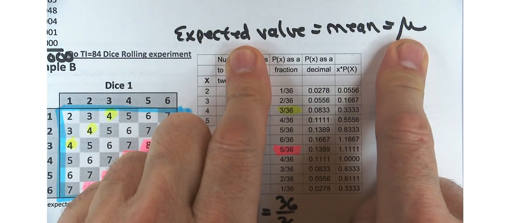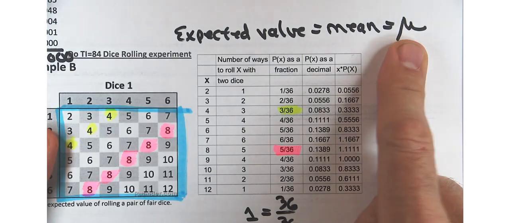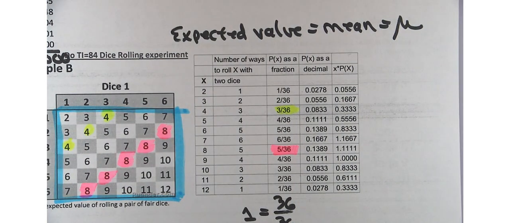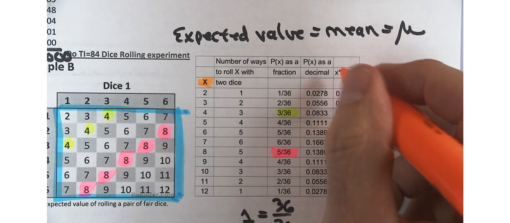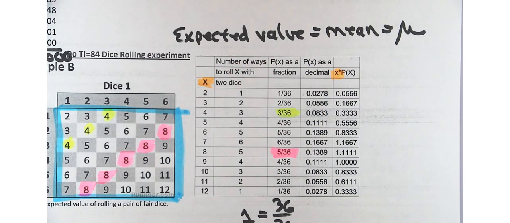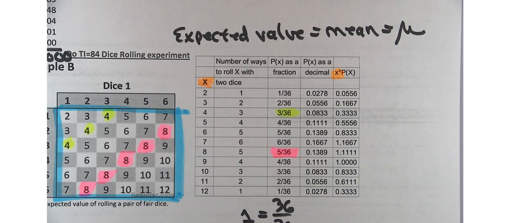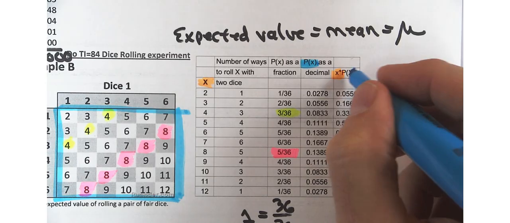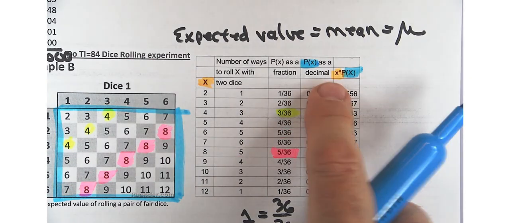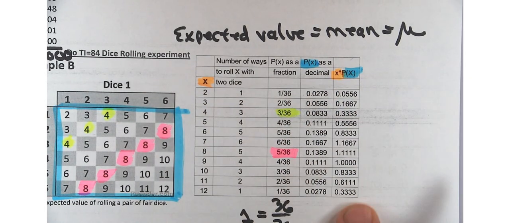Now to calculate the Greek letter mu, you've got to do a couple things. We've got to start with our variable x and multiply x times P(x). P(x), of course, is your probability. I'm doing that here as a decimal. x times P(x), that's in this column here.